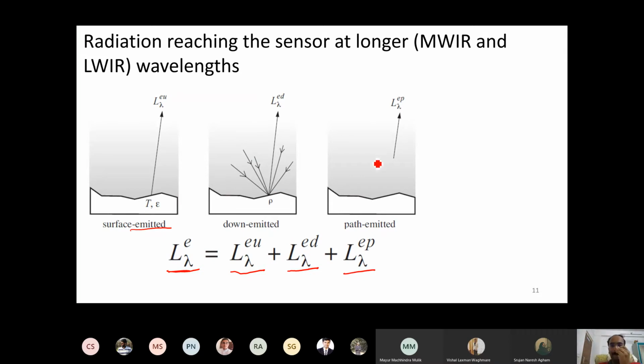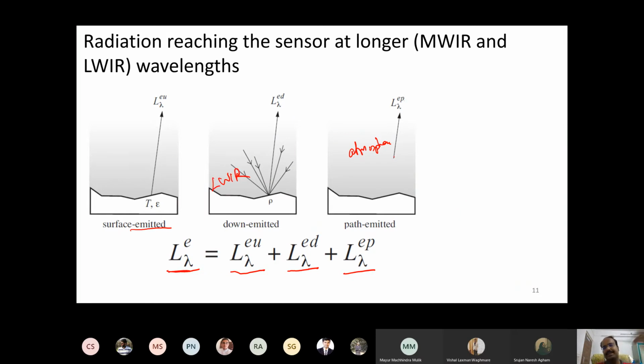That is, Earth surface is here, atmosphere is here. Atmosphere also has its own temperature energy level, so it will also be emitting some energy in the long wave infrared portion. Whatever atmosphere is emitting directly will go and add here. That's very similar to path radiance there. Here also it is path emittance we can call. Second thing, atmosphere will not only emit towards the sensor, it will also emit towards the surface. So surface will receive additional energy, but this energy is essentially in the LWIR wavelength.